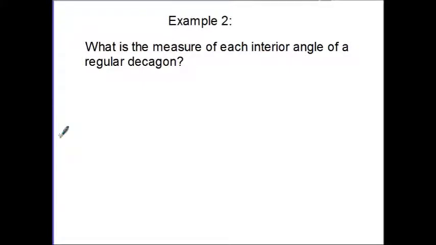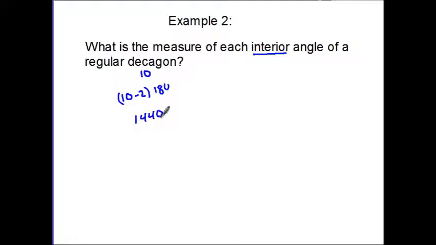For our next example, what's the measure of each interior angle of a regular decagon? A decagon has a total of 10 sides. So here we go. I'm going to show you two different ways to do this. You decide which one works best for you. The straightforward route. We're going to find the total interior by taking the number of sides 10 minus 2 times 180.